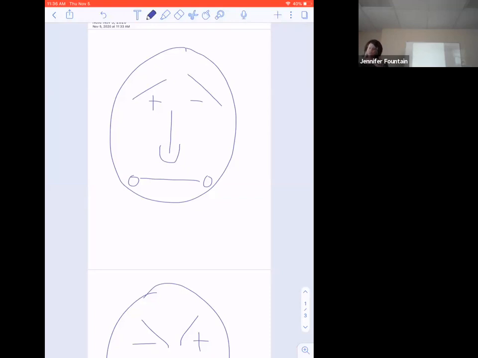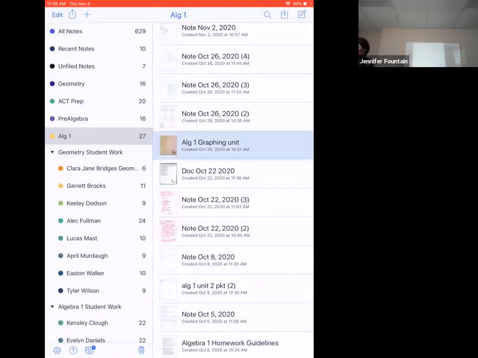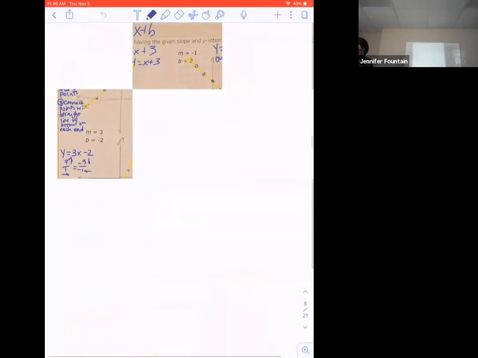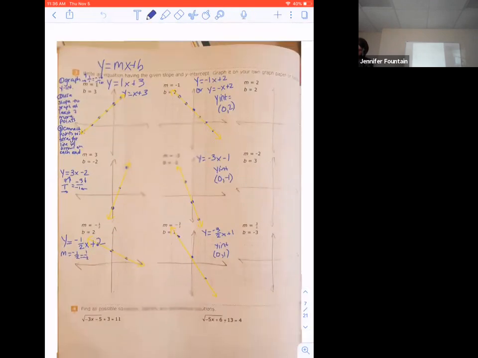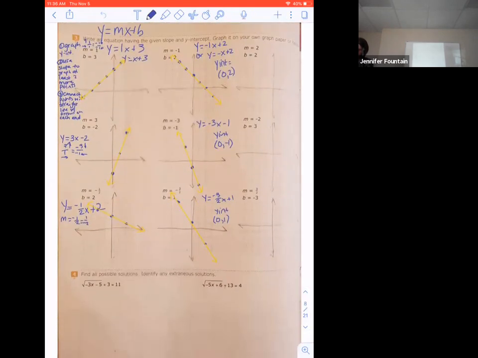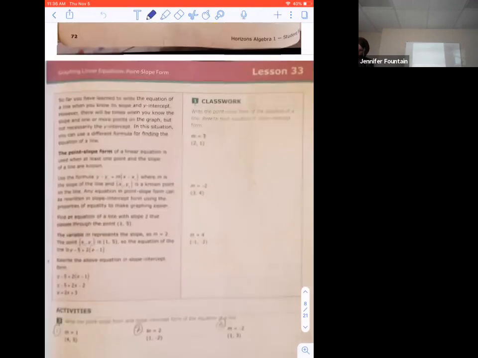Having no slope. So just something a little about slope. All righty, so let's go back to lesson. All right, so let's go ahead and take a look at lesson 33.